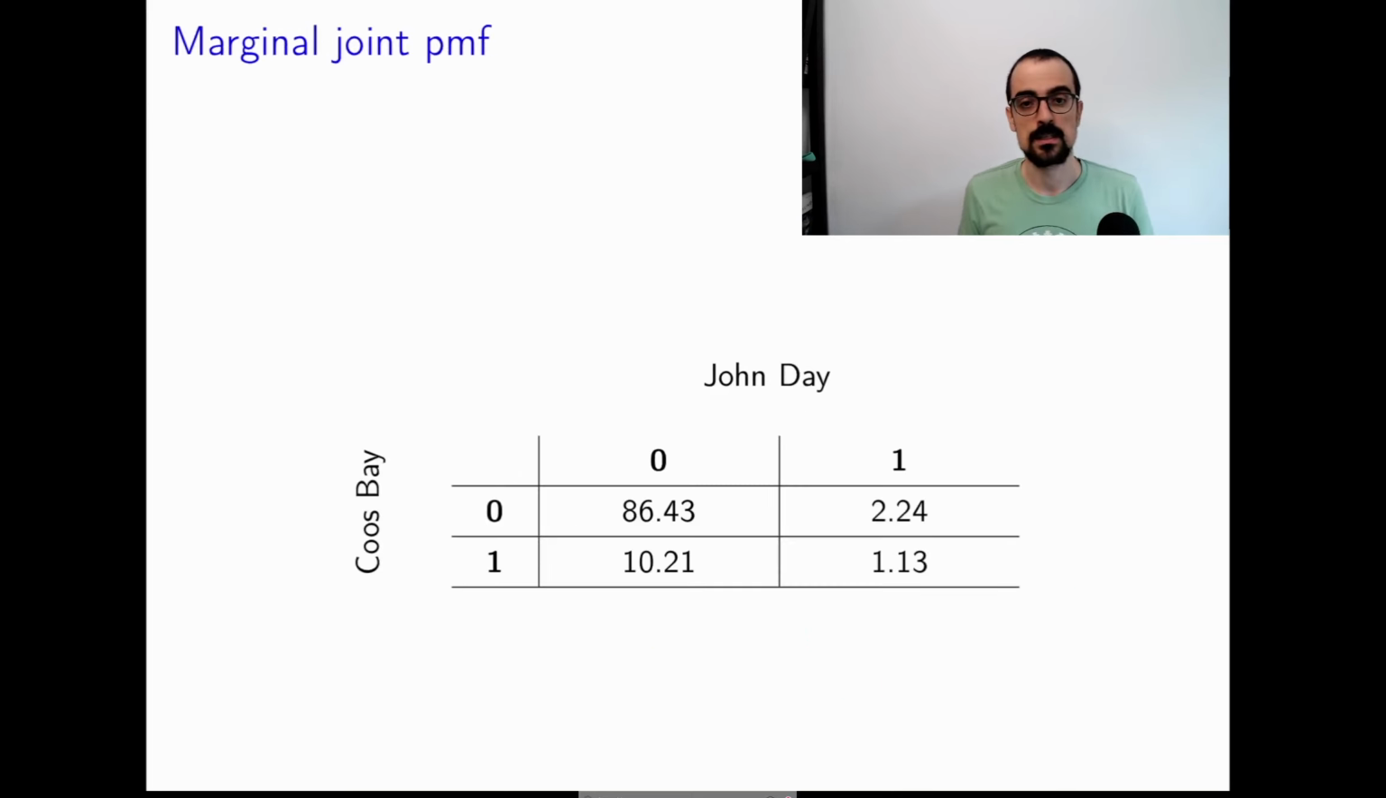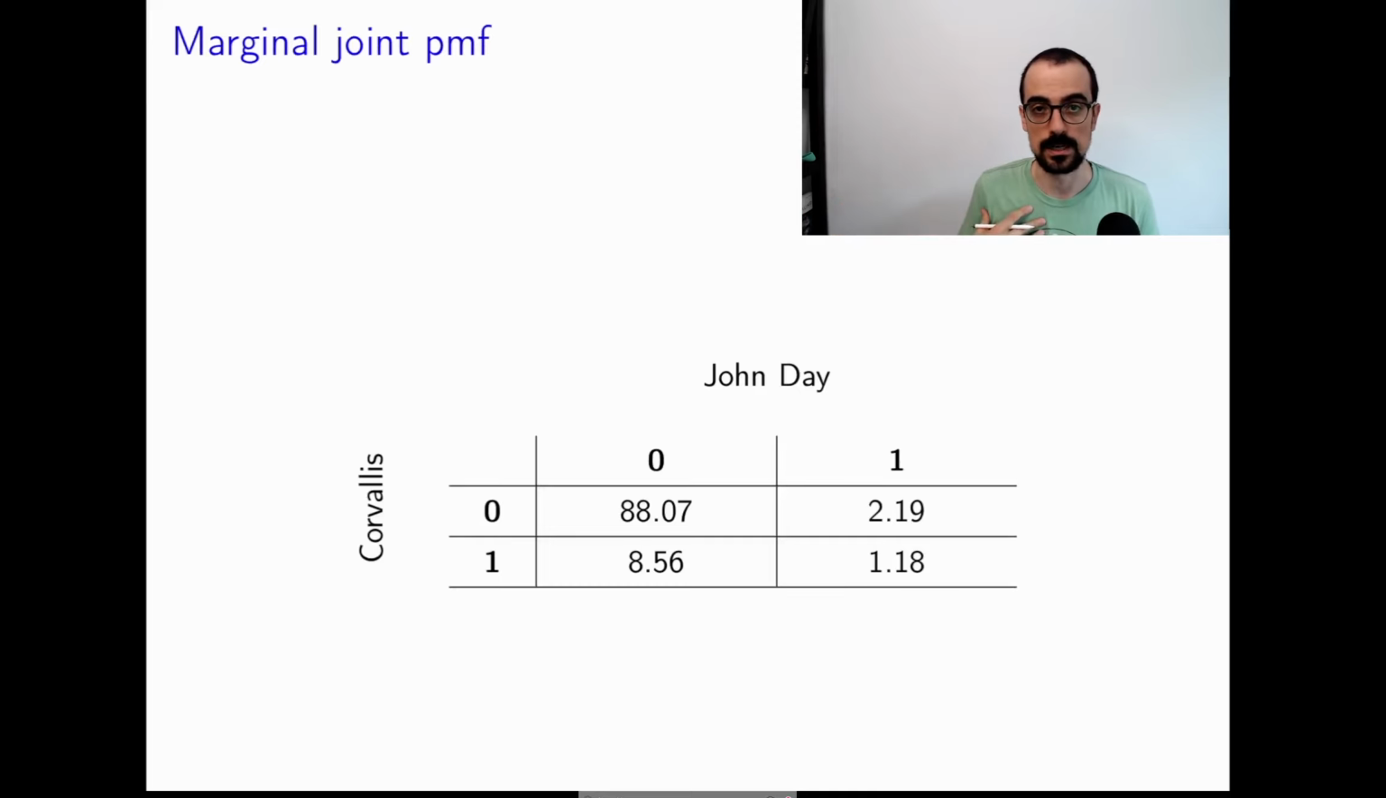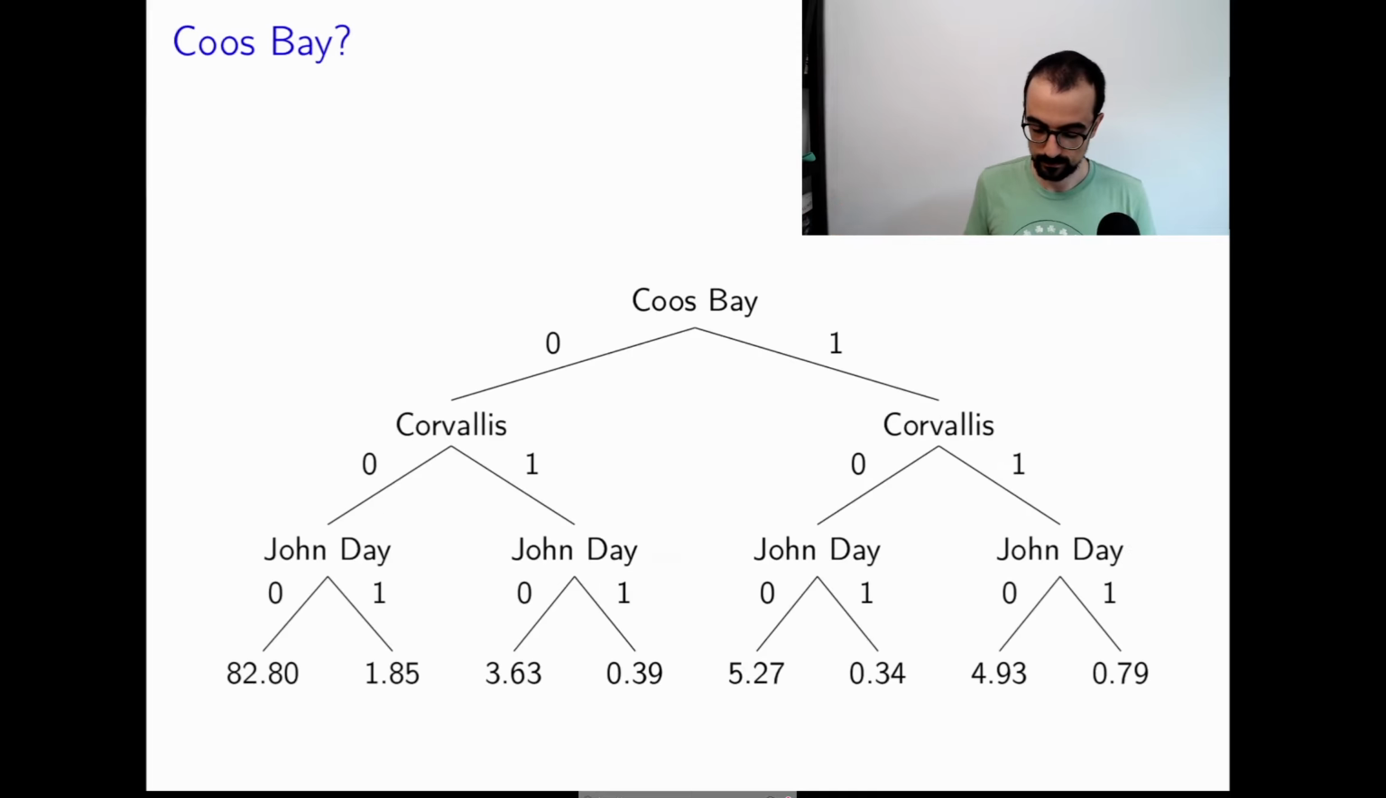What about Corvallis and John Bay? Same idea. For example, doesn't rain in Corvallis, it rains in John Bay. We're going to add up that, and so on and so forth. Again, we add over the variable that we don't care about. What if we only want the probability that it rains in Coos Bay? So we only care about Coos Bay, we don't care about Corvallis and John Bay.